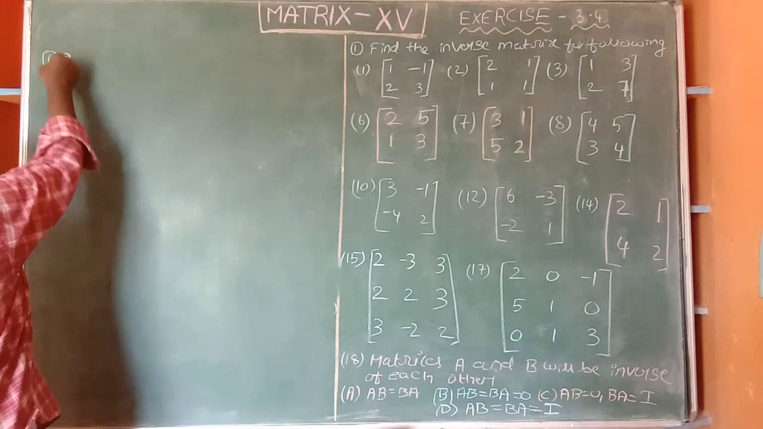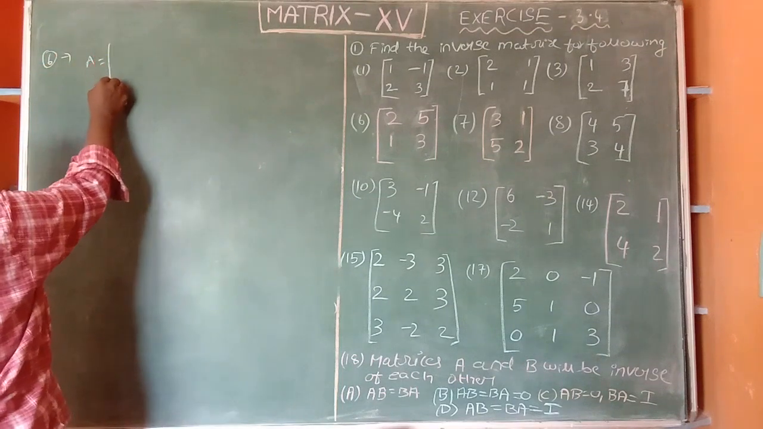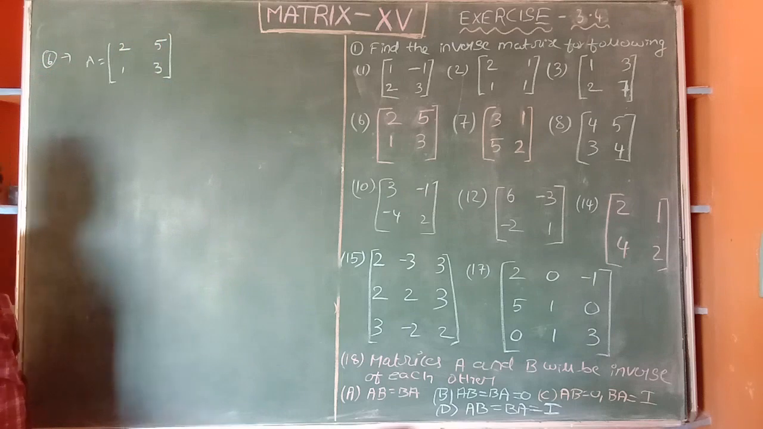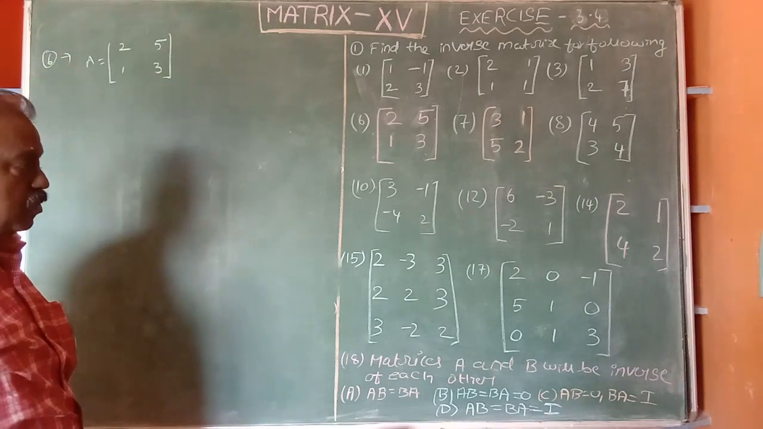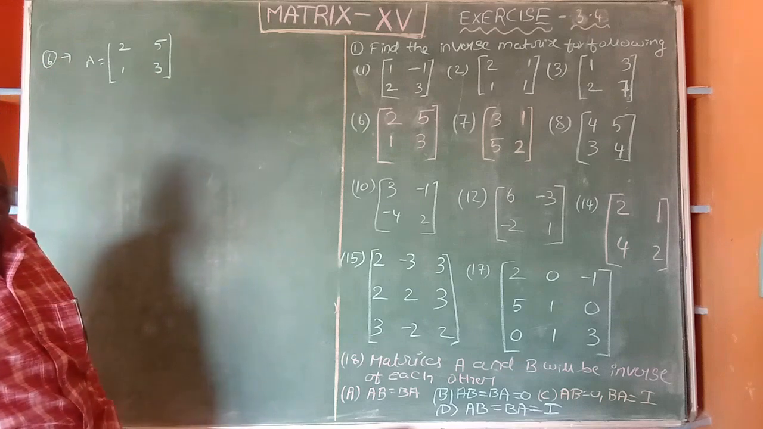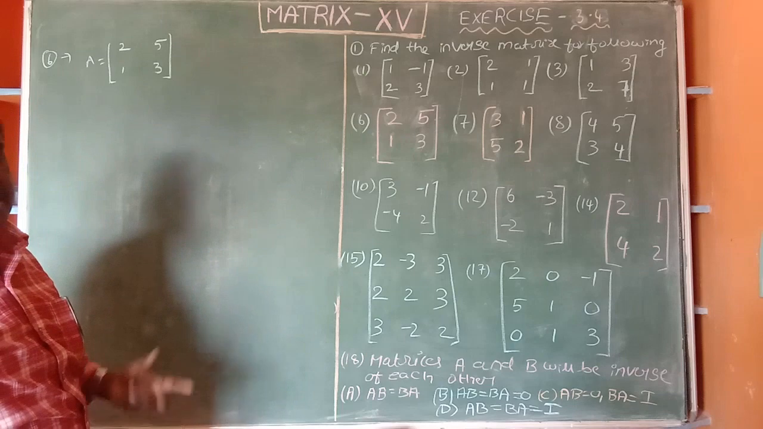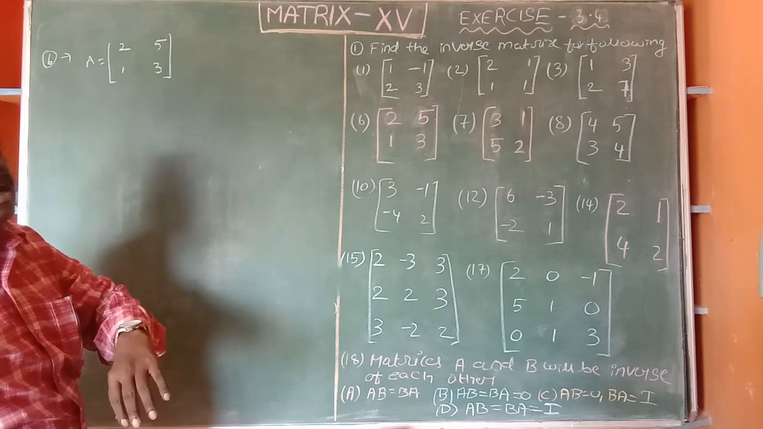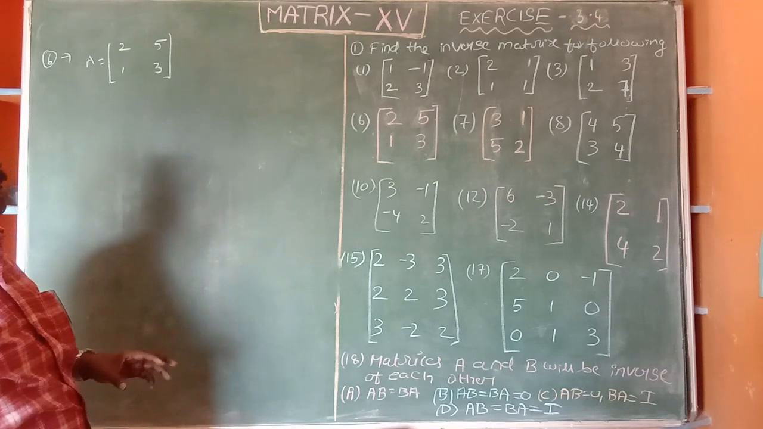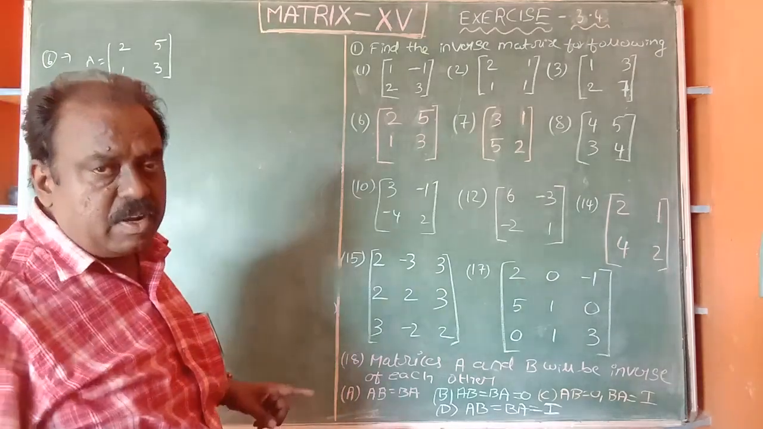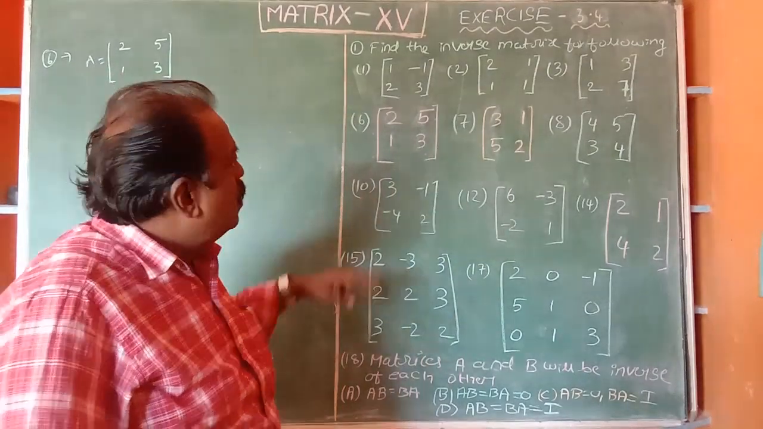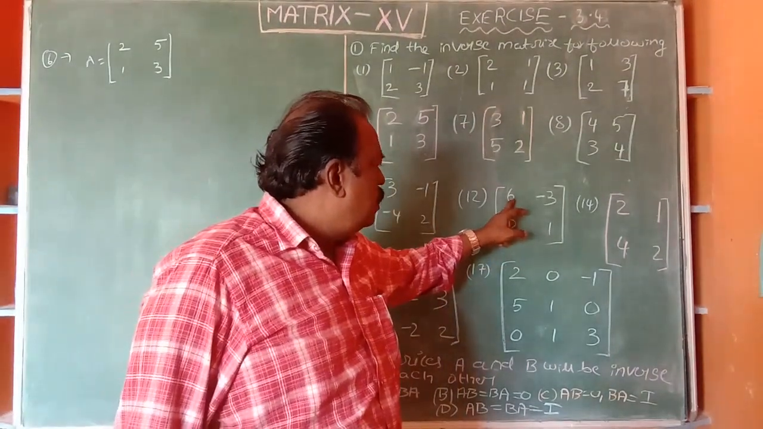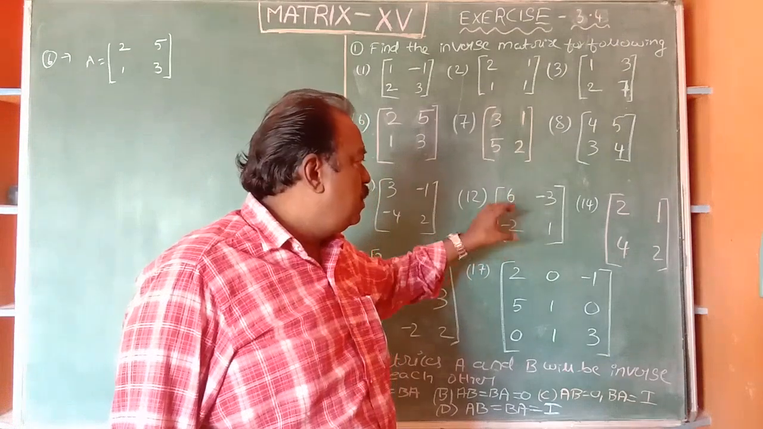Next. Sixth one. Capital A is equal to, we are given 2 and 5, 1, 3. Okay, na? See, not all matrices necessarily have an inverse. Only some matrices have the inverse, so they are called invertible matrices. By seeing, we can check whether it is invertible or not. In the 2 by 2 matrix only I am telling. All are the same, but the 12th one you see there. Here, this does not have the inverse. It is not an invertible matrix.